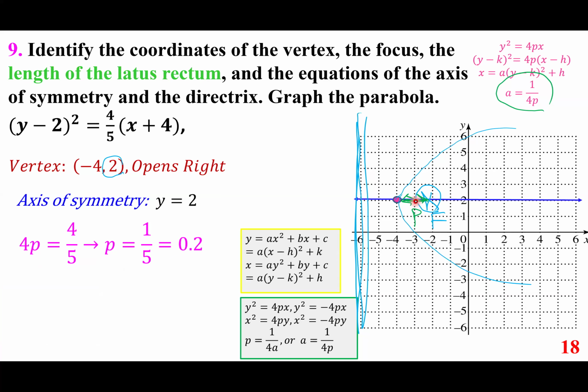If I want to find the focus, I go back to the vertex and go to the right by p units, by 0.2, which means I keep my y coordinate, and the x coordinate is -4. I need to add p units, 1/5 or 0.2, and that gives me (-3.8, 2).